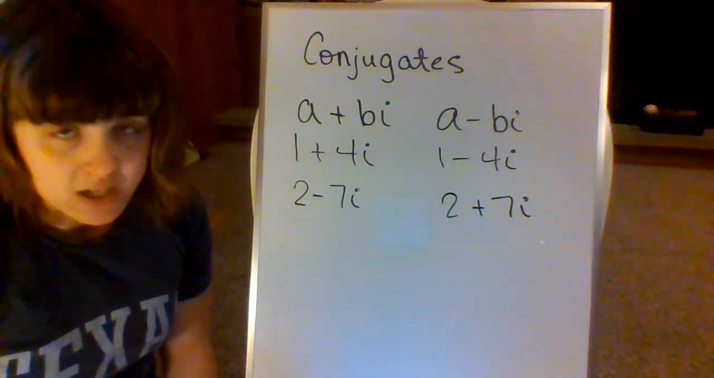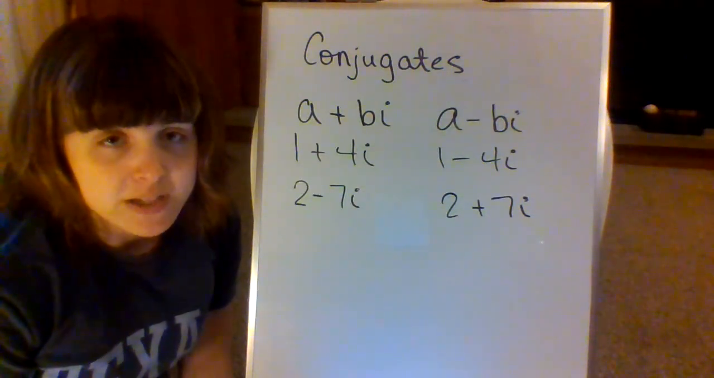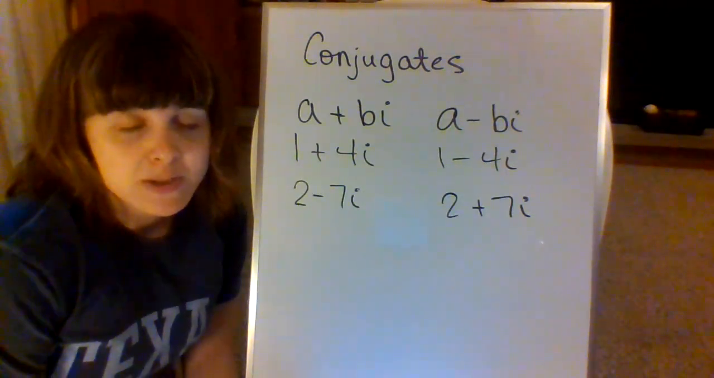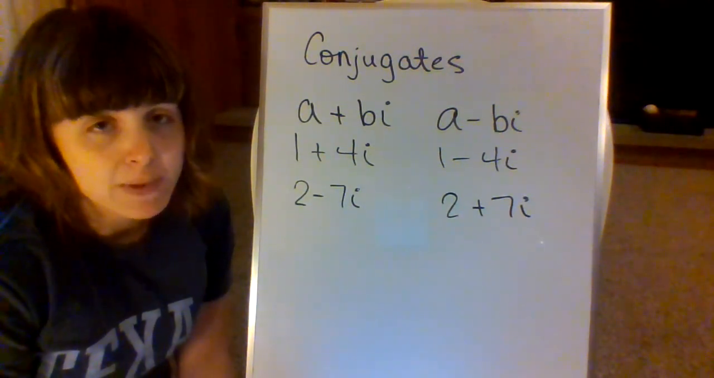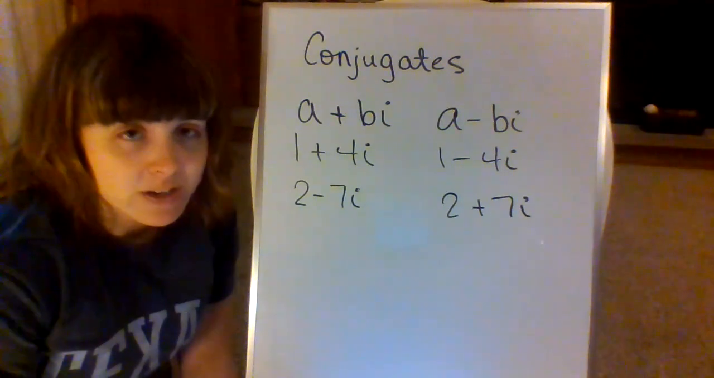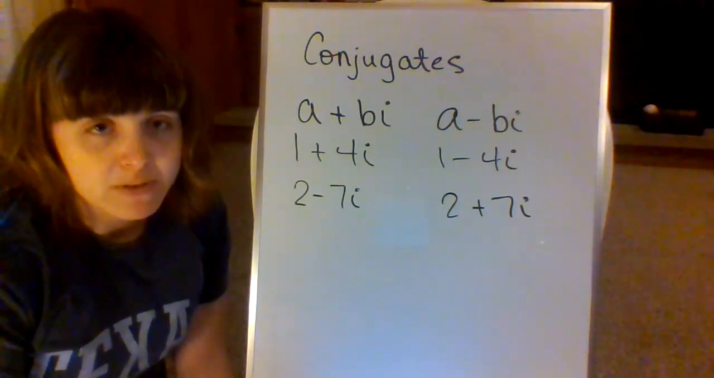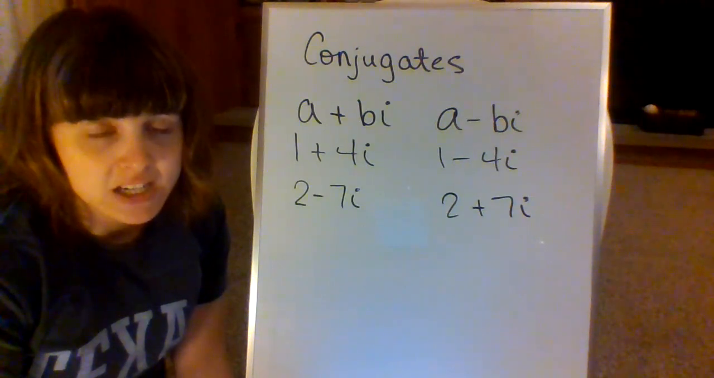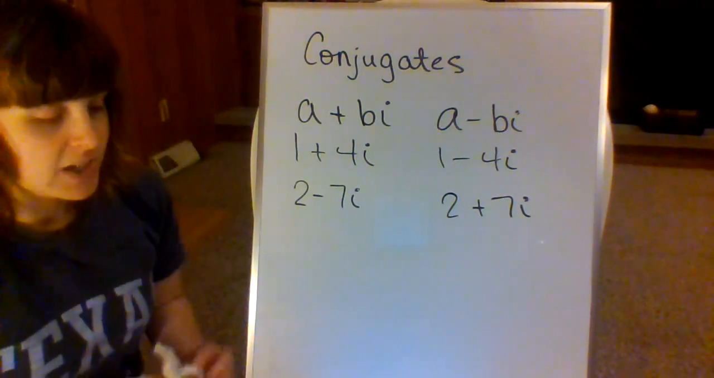Okay, so when you divide complex numbers, or divide by complex numbers, mathematicians don't like to have complex numbers in the bottom of a fraction. So to get rid of it, we're going to multiply the top and the bottom of a fraction by the conjugate of whatever was on the bottom. Okay, so I'm going to show you.